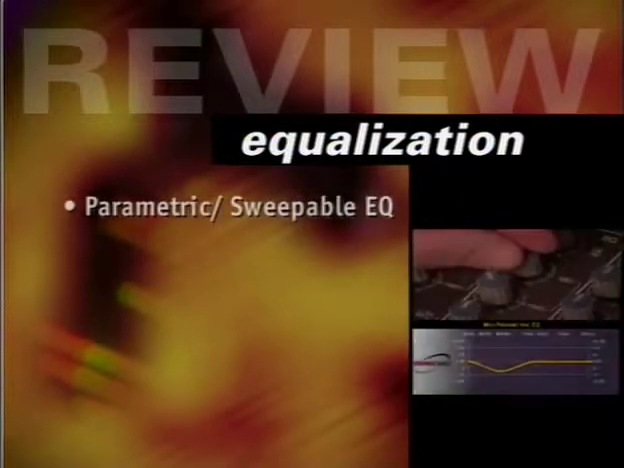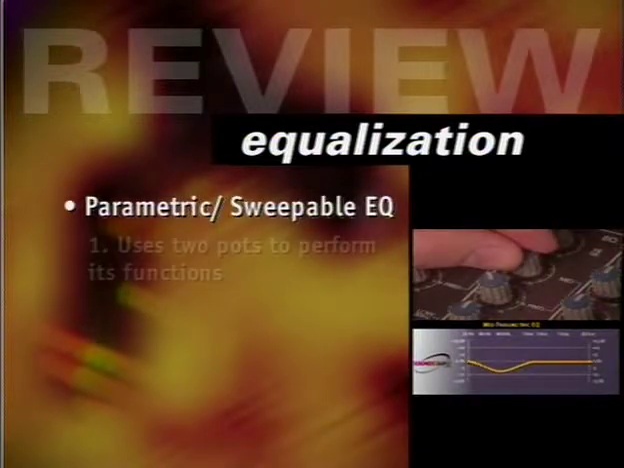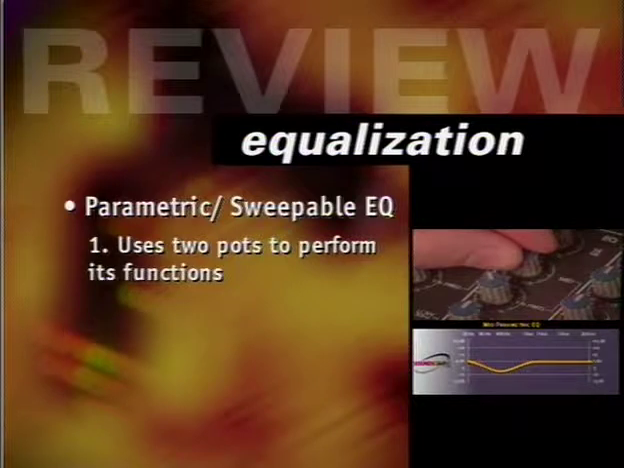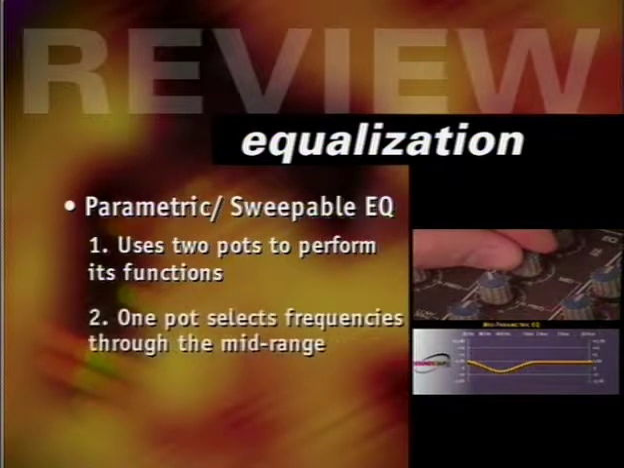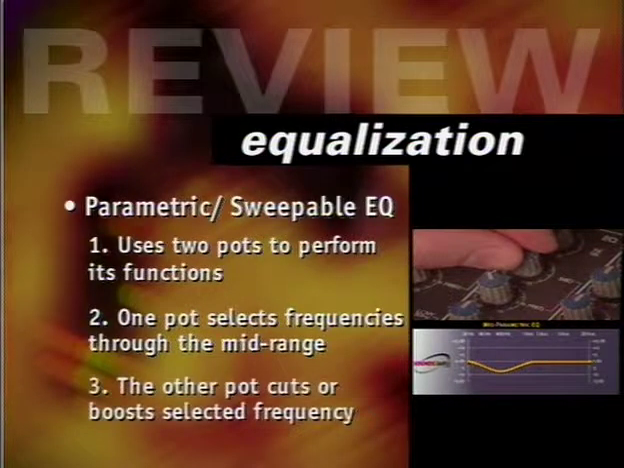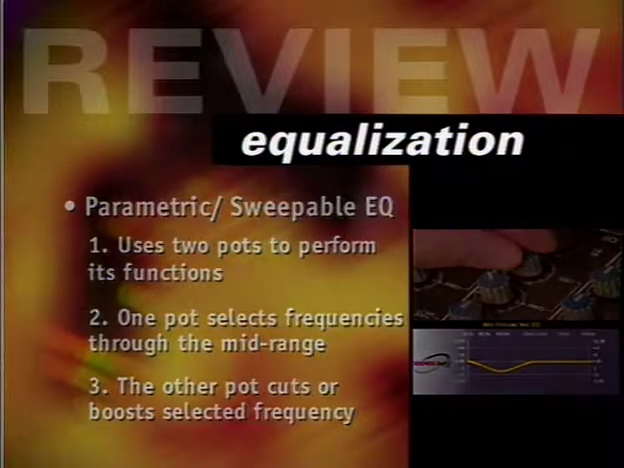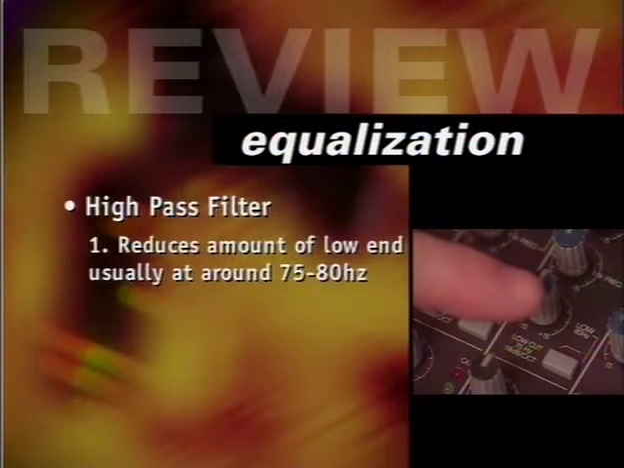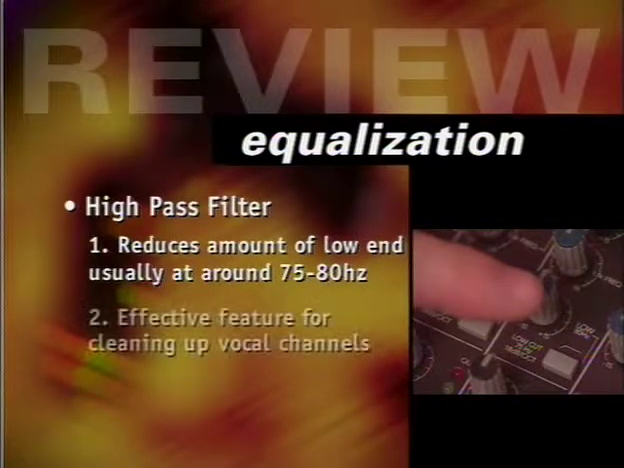The parametric or sweepable EQ uses two rotary pots to perform its function. One of these pots allows you to select any of the frequencies throughout the entire mid-range spectrum, and the other pot cuts or boosts that selected frequency. The high-pass filter substantially reduces the amount of low end on the selected channel, usually at around 75 to 80 Hz. This is a very effective feature for cleaning up vocal channels where the low end is not needed.